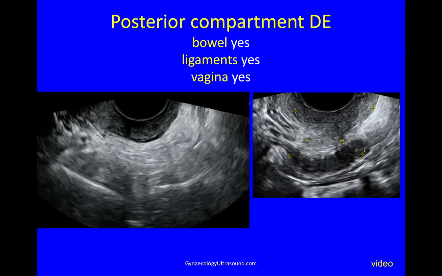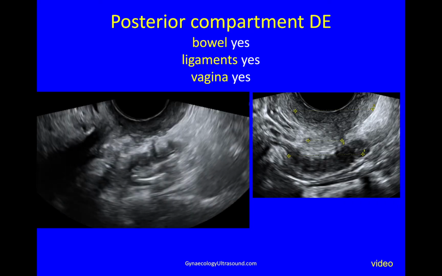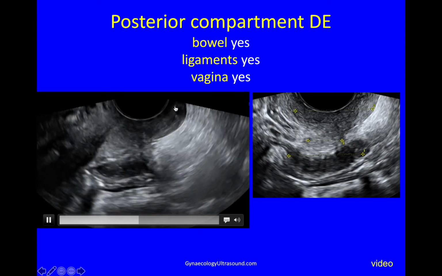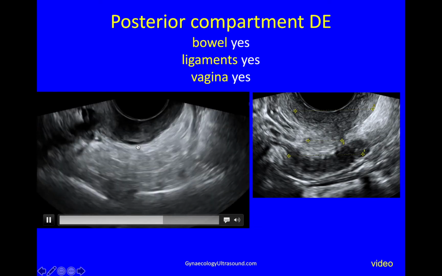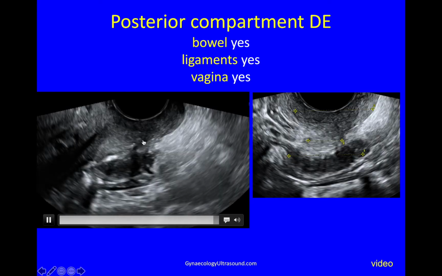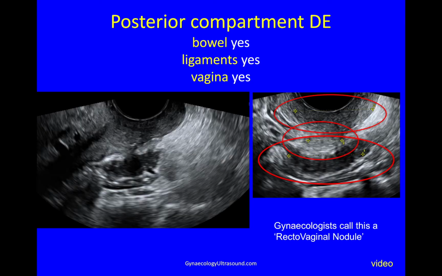And what happens when all three bits of the posterior compartment have deep endometriosis? That's what you can see in this example here. You can see this patient has deep endometriosis in the posterior vaginal fornix. It's fibrosis, retrocervical fibrosis with deep endometriosis within it, just there. And you can see a bowel nodule. And so you can see that both the vagina, the ligaments, and the bowel all have deep endometriosis. And this is palpable on vaginal examination, and gynecologists call this a rectovaginal nodule.